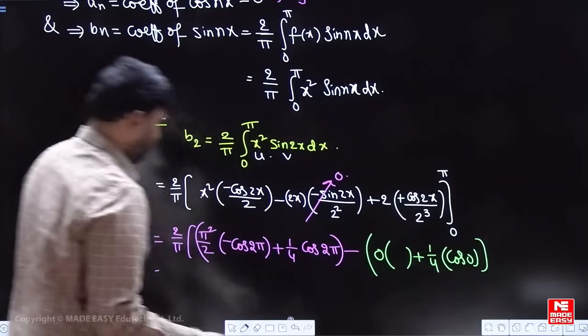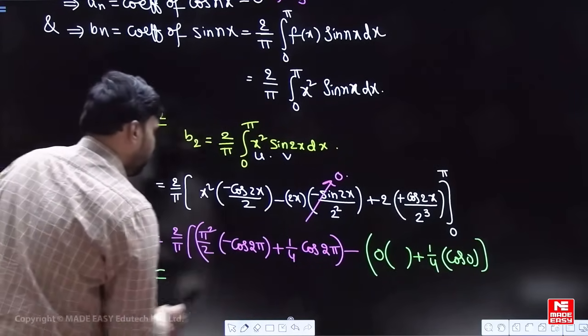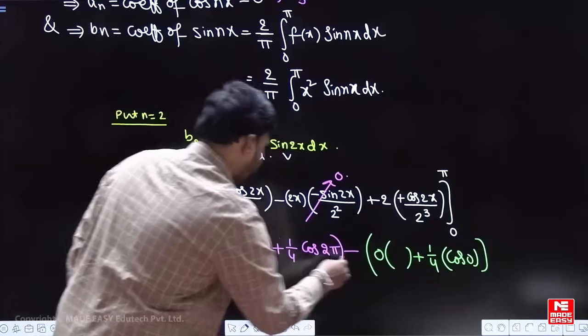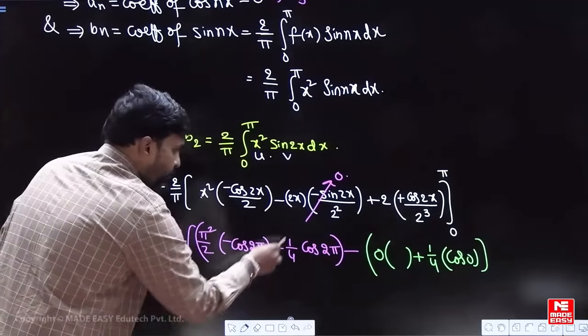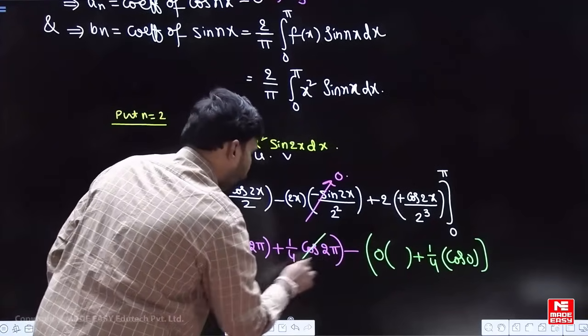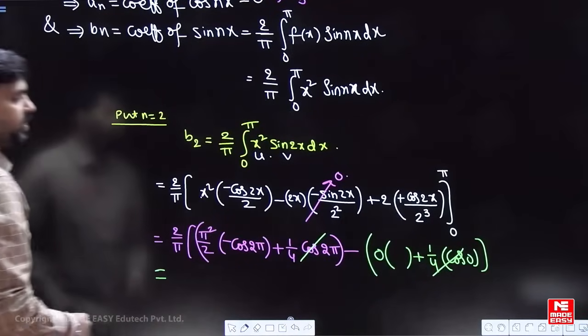So now this will become 1 by 4 minus 1 by 4, since cos 2 pi is also 1 by 4. So 1 by 4 minus 1 by 4, both will cancel here.